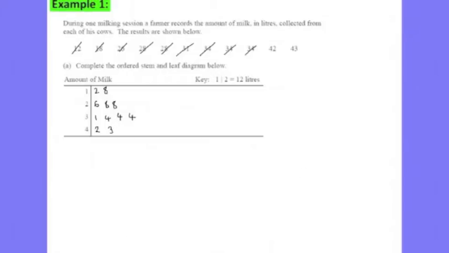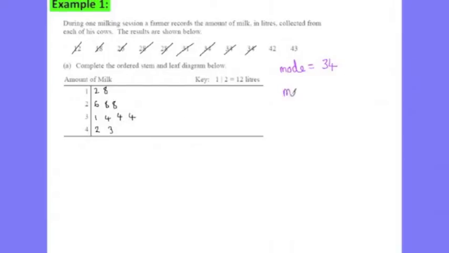Okay, so let's work out now from here some averages. First off, the mode, the most common value. Which number appears the most? We can see here we have 3 4s. This number is the mode, 34. Make sure you include the 3, not just the 4 here.